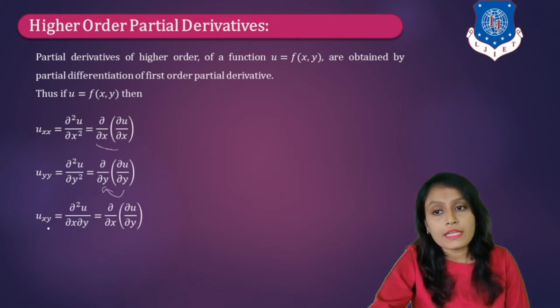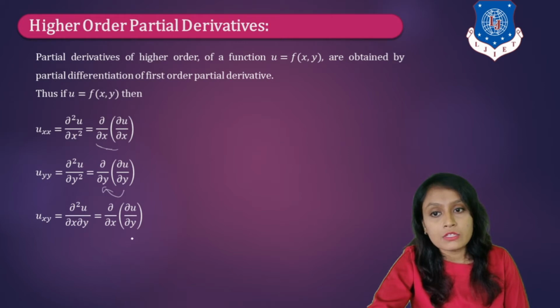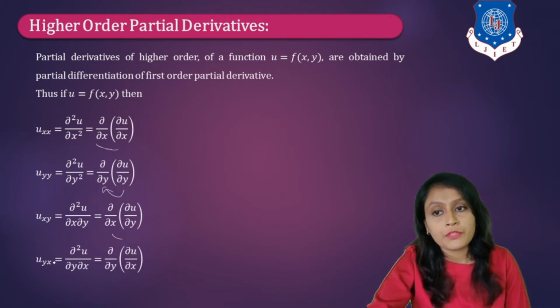Next, u_xy. This we will write as ∂²u/∂x∂y. Keep ∂/∂x as it is, into ∂u/∂y. So first we have to find ∂u/∂y, and then we have to take the derivative with respect to x. Next, u_yx. This is ∂²u/∂y∂x. Here first we have to take the derivative with respect to x, and then the derivative with respect to y. So you will get u_yx.